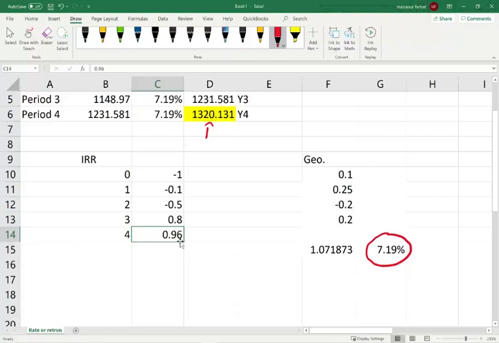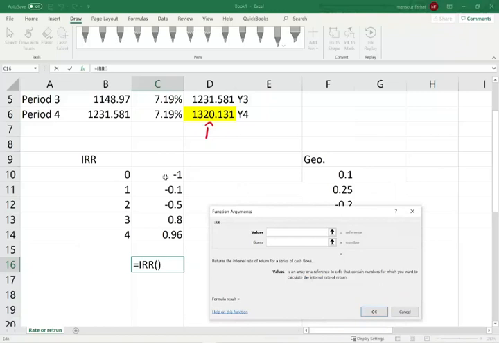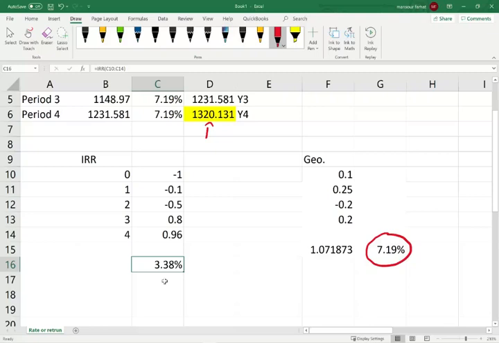It's a very simple computation. We go to the function, IRR, the IRR function. You highlight the cells where the cash flows are, and you click OK. And you find out it's 3.38 percent. It means, based on the dollar amount invested, the return is 3.38.